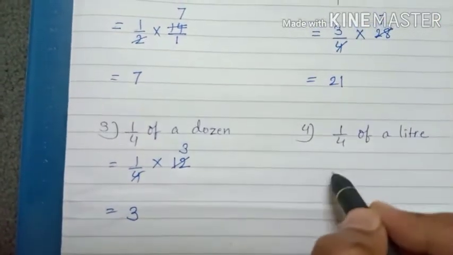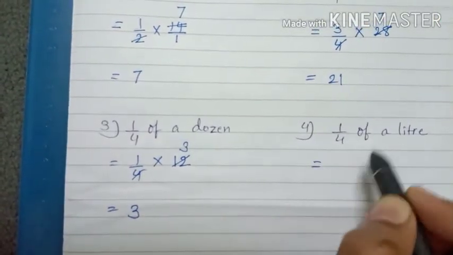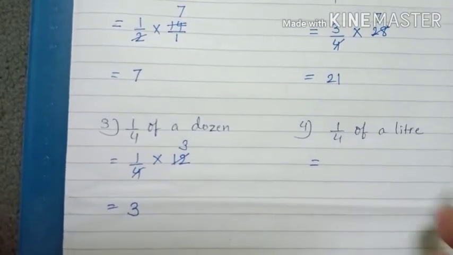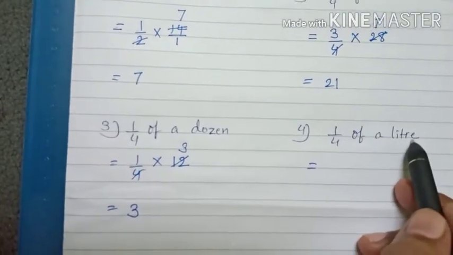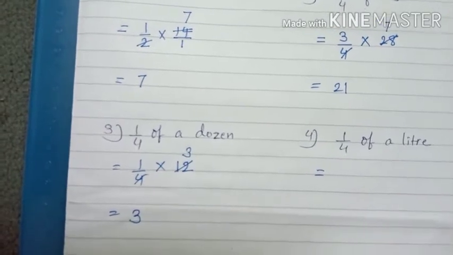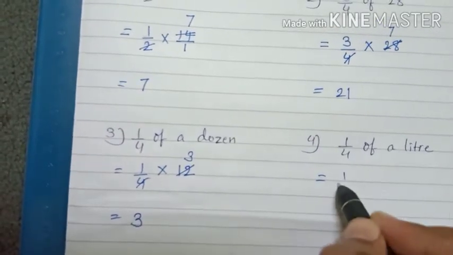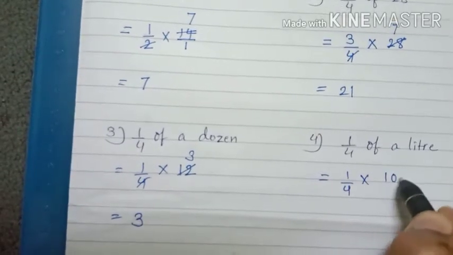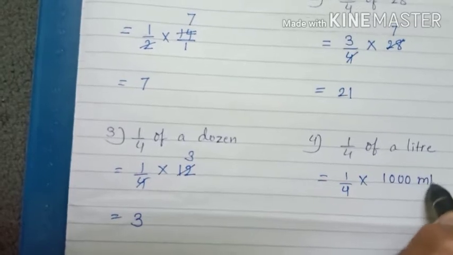Okay, now our fourth example. So first put is equal to 1/4 of a liter. Here also the number is not given, only the word liter is given. Liter means what? 1 liter is equal to 1000 ml. Okay, so हम क्या करेंगे? 1/4 मल्टीप्लाई लिखेंगे. 1 लीटर की जगह पे हम लिखेंगे 1000 ml.